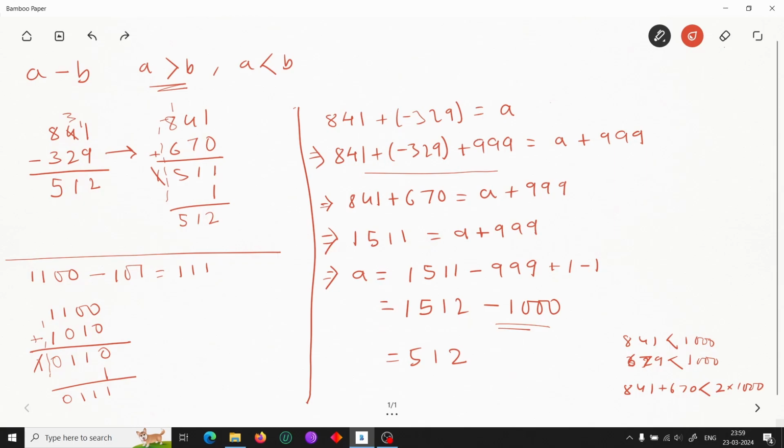Now let's represent this proof on the number line. Okay, let's draw the number line first. So this is 0. So the first number that we get here is 841, and then we are adding 670 to it, right? Then we are subtracting 1000 from this number, and then we are adding a 1 to it. So you see here, this subtracting 1000 process is not an actual subtraction because we are just discarding a carry. So this process does not count anymore.